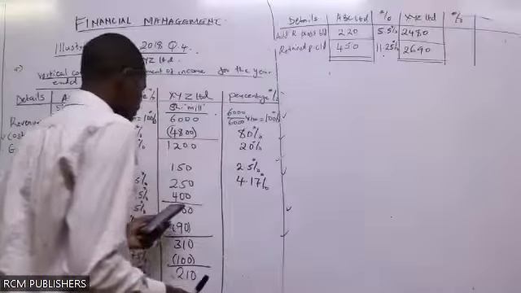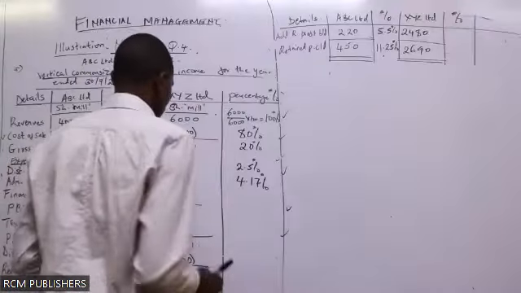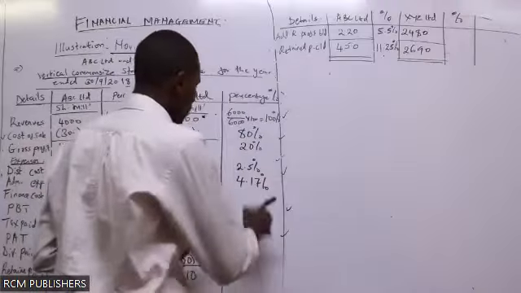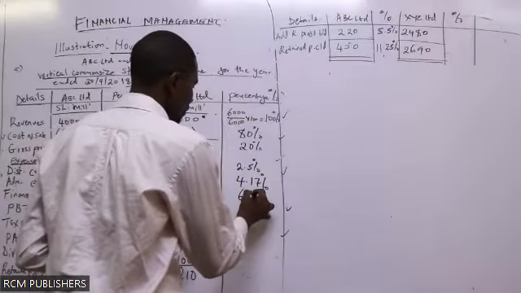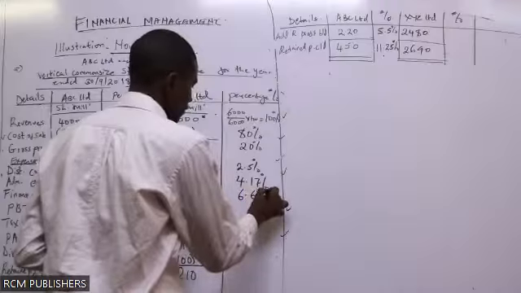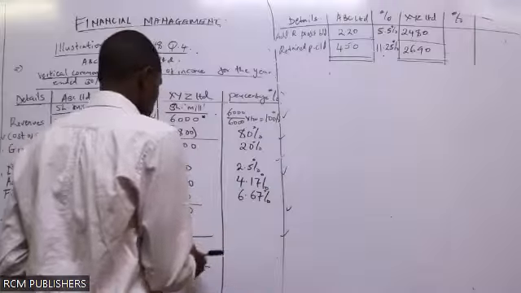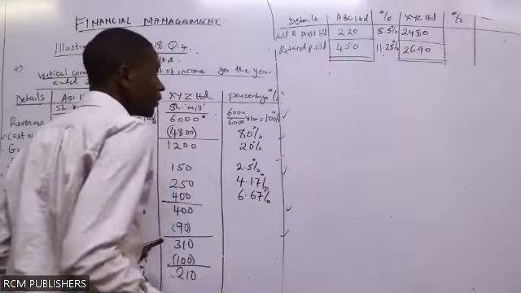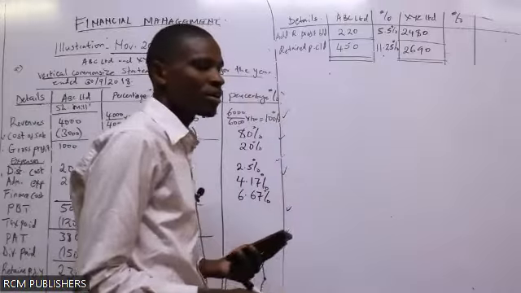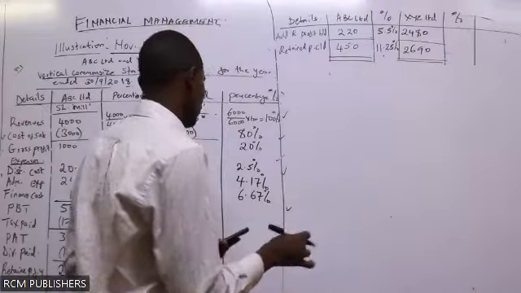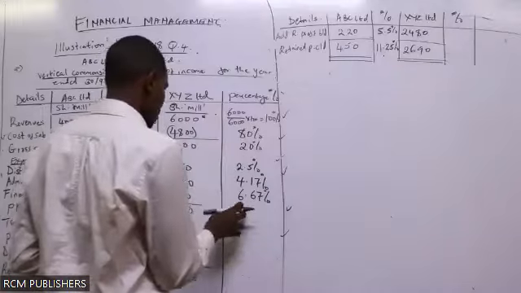Next one, 400 divided by 6,000. The base figure is always this. And hii ni rahisi sana. 6.67. Yeah, 2 decimal places is okay, even in exam. 2 decimal places hapa kwa percentage. Lakini pale kwa PV to get the discounting factor, 4 decimal places. So hapa tumemaliza, twende hapa.